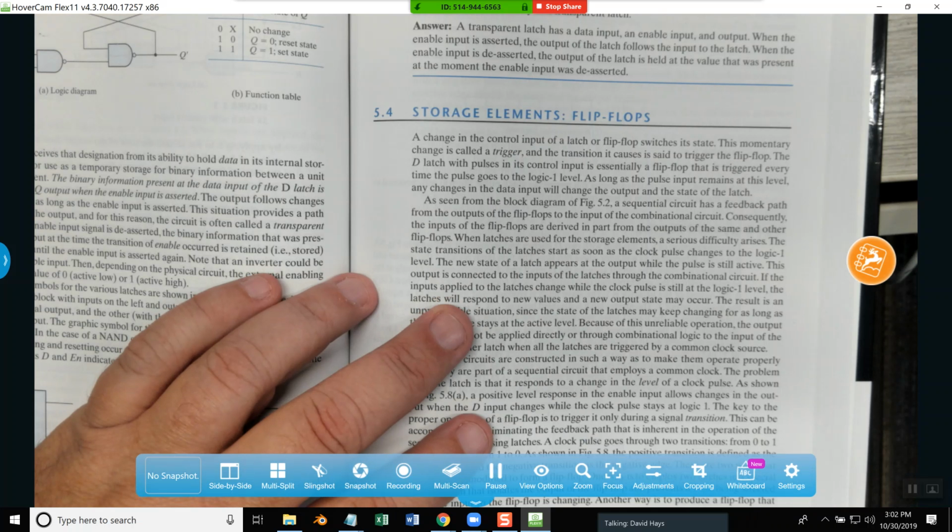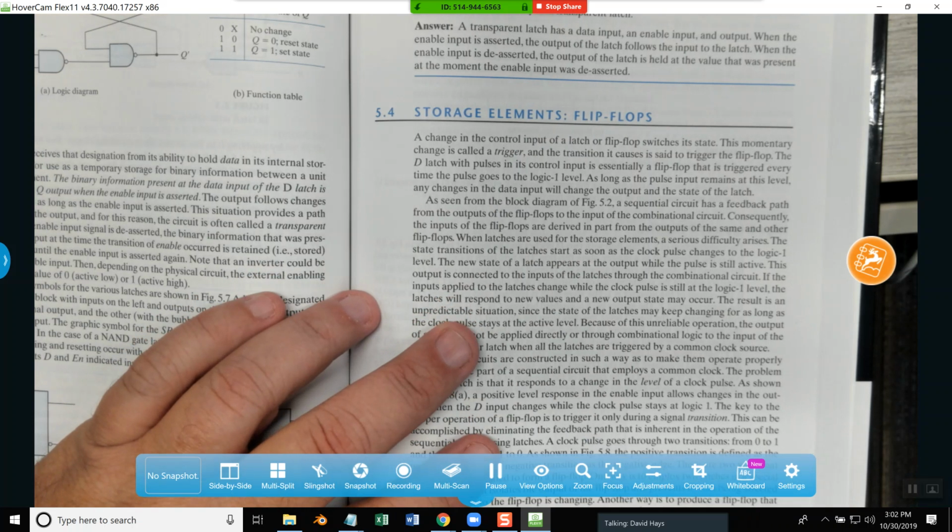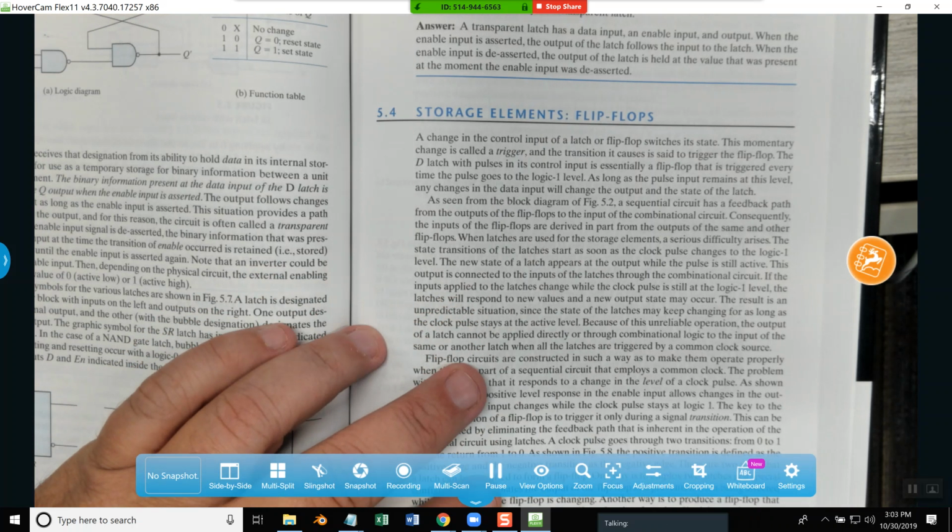Flip-flop circuits are constructed in such a way to make them operate smoothly when they are part of a sequential circuit that employs a common clock. The problem with the latch is that it responds to a change in the level of the clock pulse. As shown in figure 5.8a, a positive level response in enable input allows changes in the output when D input changes, while clock pulse is at logic 1.